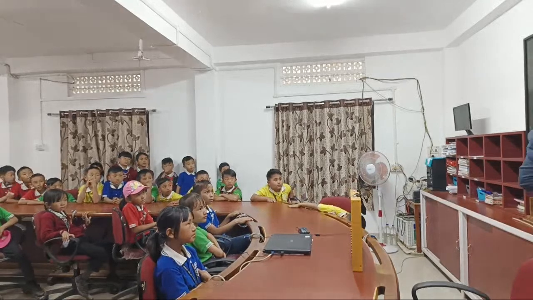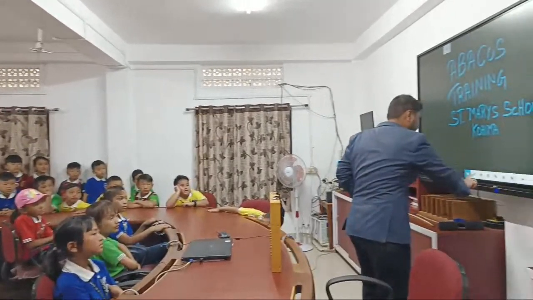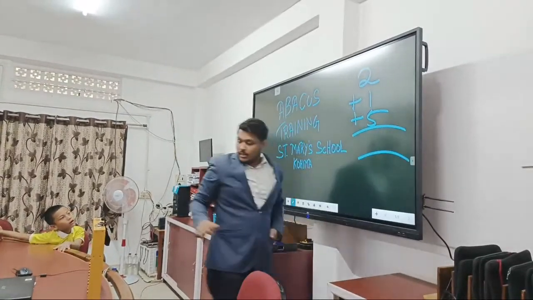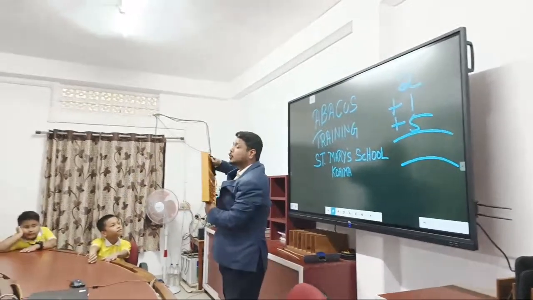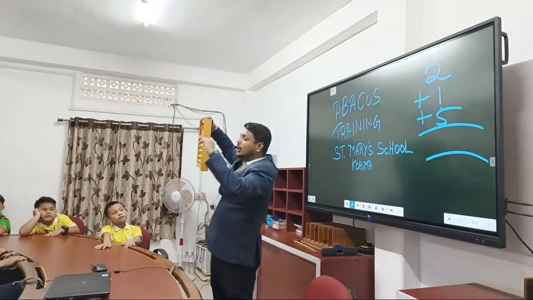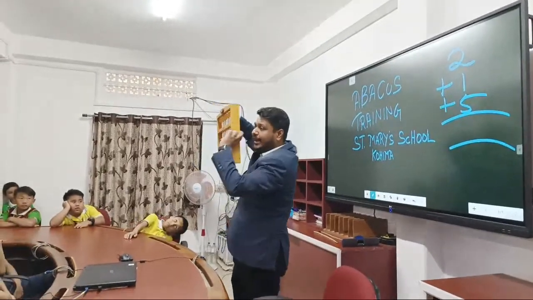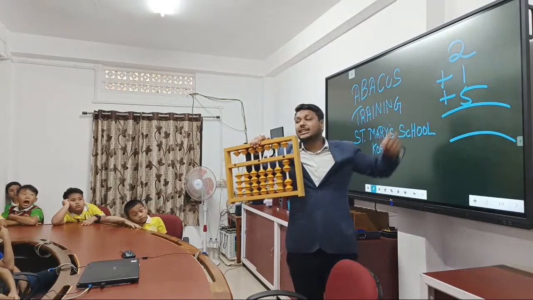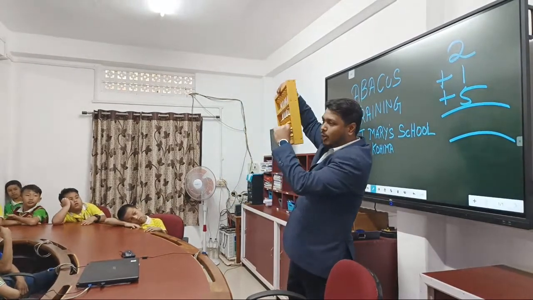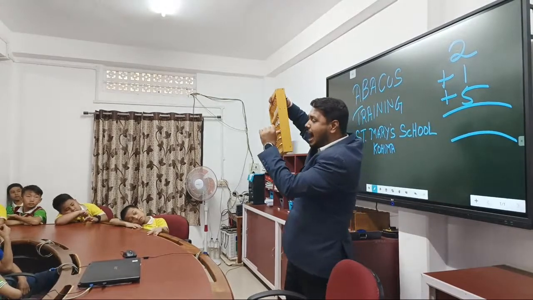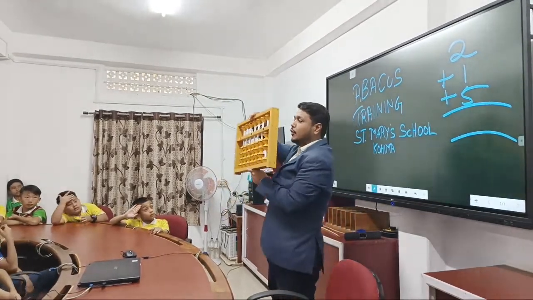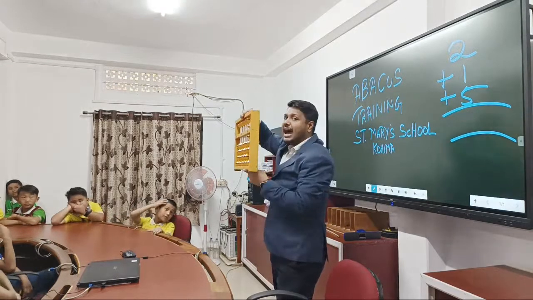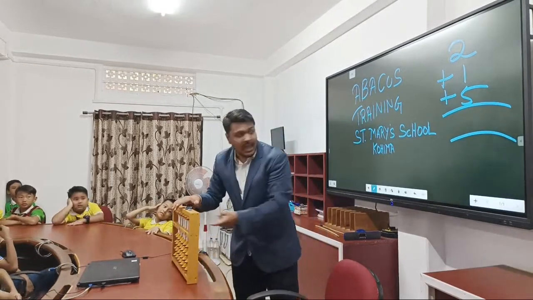Okay, let's do the first sum. Two plus one plus five. Observe here. What is the first number we are supposed to do? Two. So for two, we take two beads and push them up. Now plus one. For plus one, I take one more bead and push it up. Now plus five. For plus five, I take the upper bead and bring it down. What is the answer? Eight.